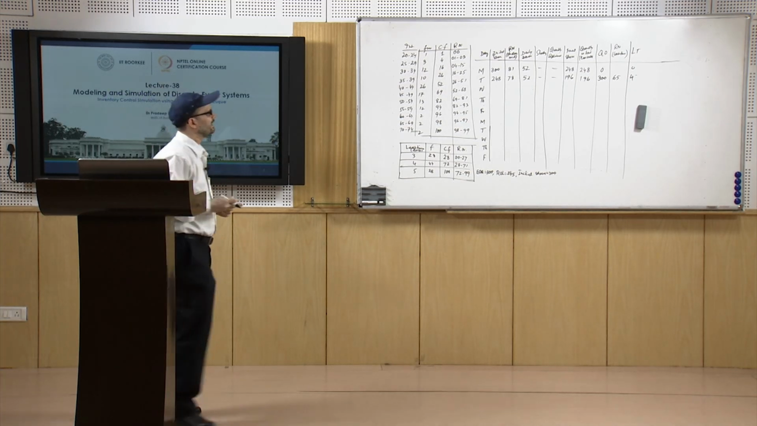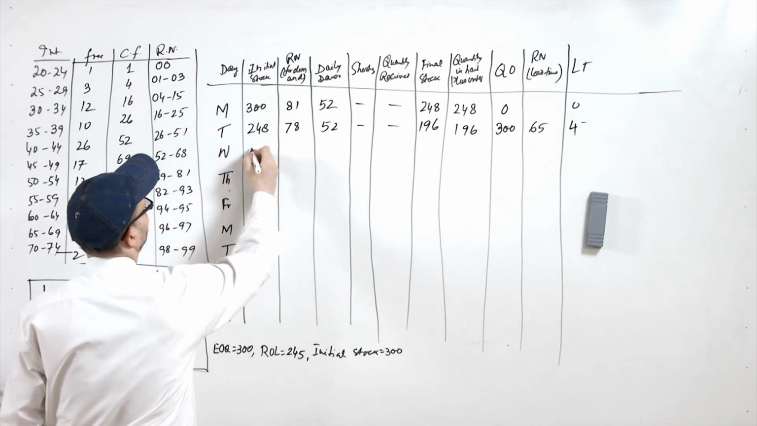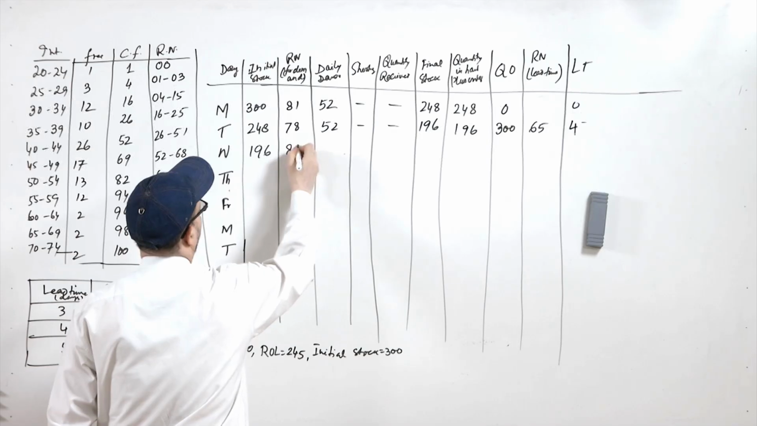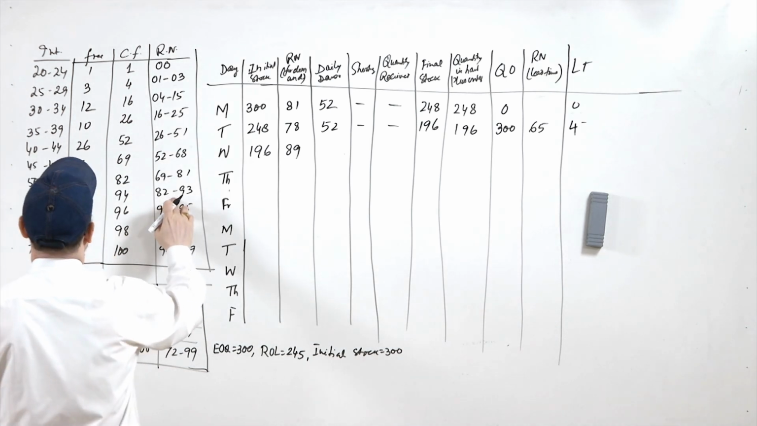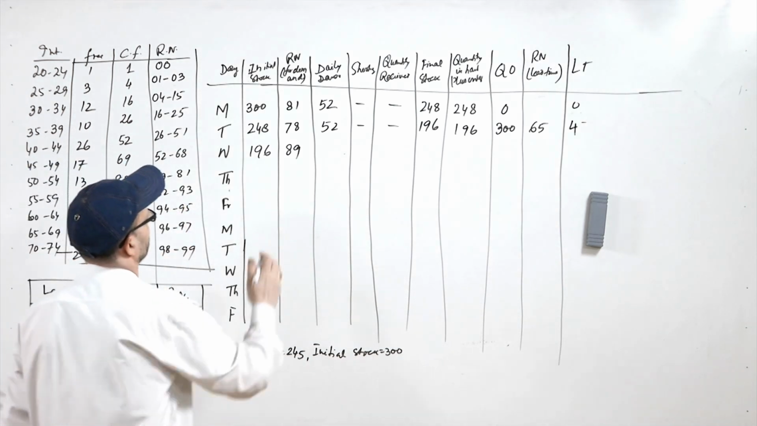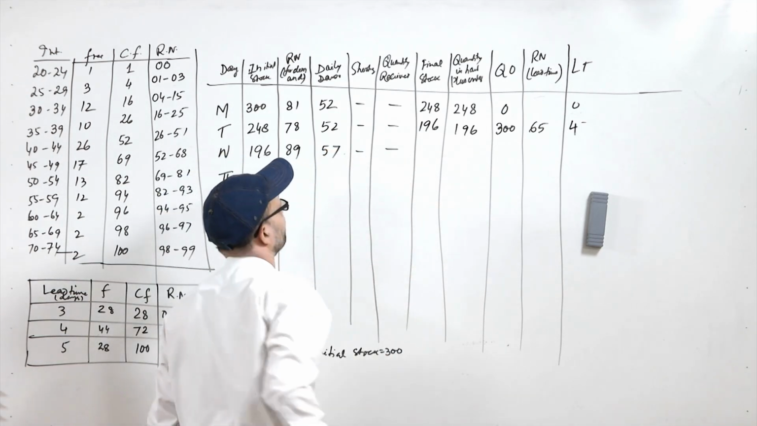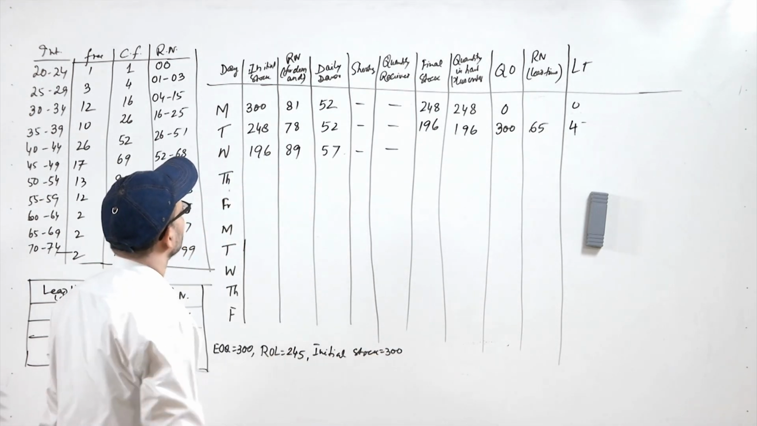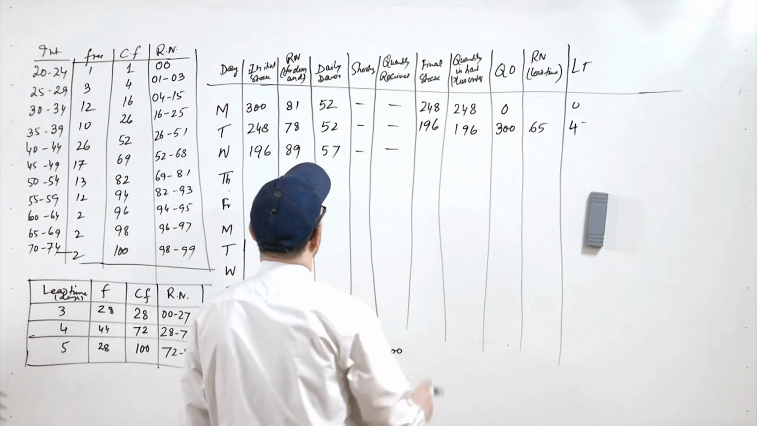Before that, we will go on doing the simulation. Now we have 196 remaining. The next number, again you have to see from the table, is 89. For 89, you can see here, it will be 57. So, the shortage is still not there, received not there. Now 196 minus 57 will be 139.